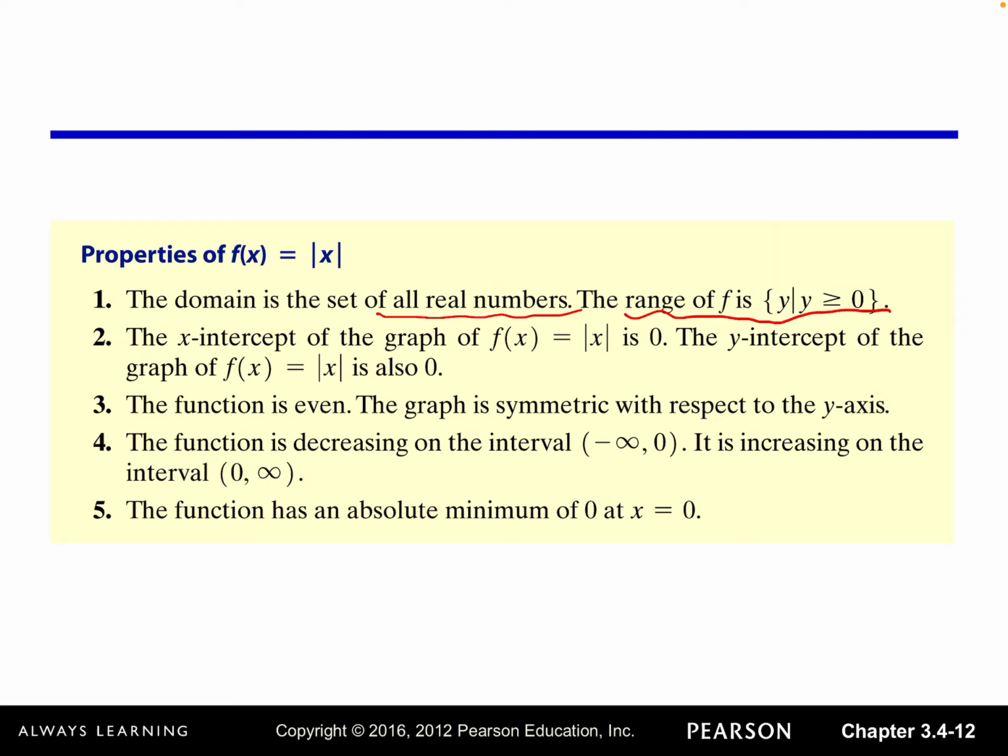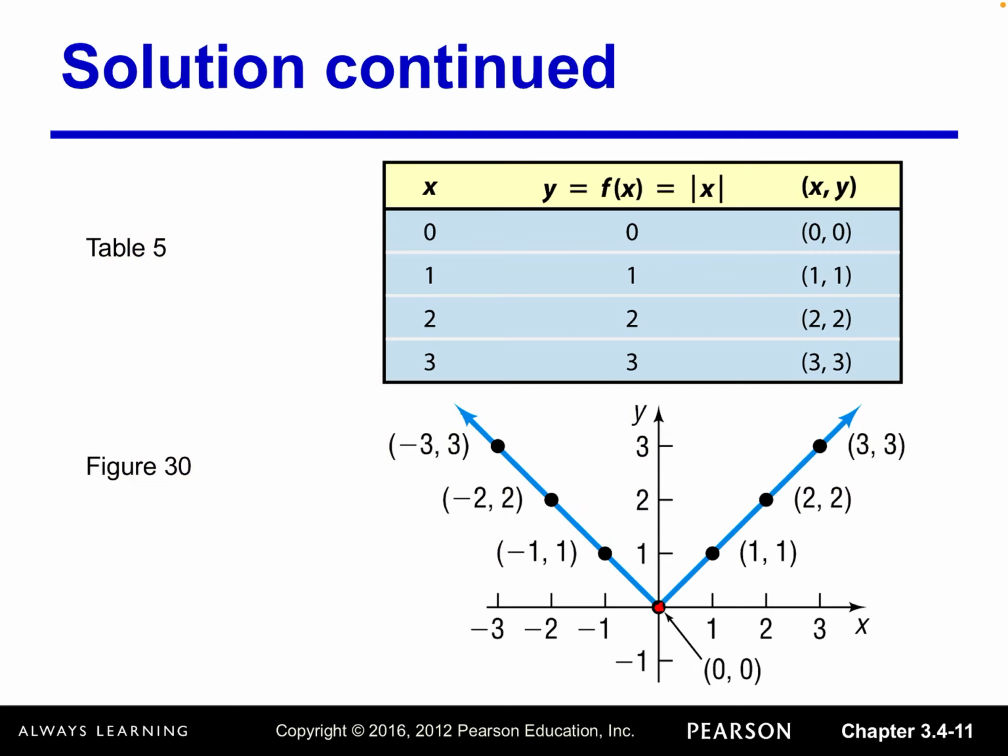And x-intercept and y-intercept both at origin 0, 0. Okay. Function is an even function. Graph symmetric with respect to the y-axis. And then increasing, decreasing. Okay, let's go back to the graph, okay? From negative infinity to 0, function decreasing, right? From 0 to positive infinity, function increasing. Okay, that's the part we can see from the graph.